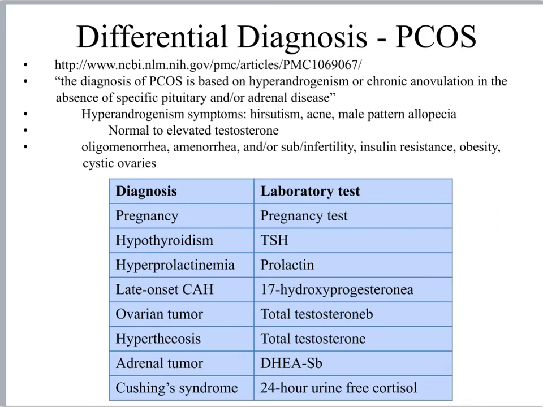So you've got PCOS, but first we need to rule out pregnancy, hypothyroidism, hyperprolactinemia, late onset CAH, ovarian tumor, and so on. And these are the laboratory tests they're going to order to start ruling out these things. Once they have ruled out these things, they can say, this is likely PCOS, so we're going to treat it that way and see what happens. Okay, and it lets them guide what kind of treatments or interventions they're going to suggest. All right, let's look at another example.